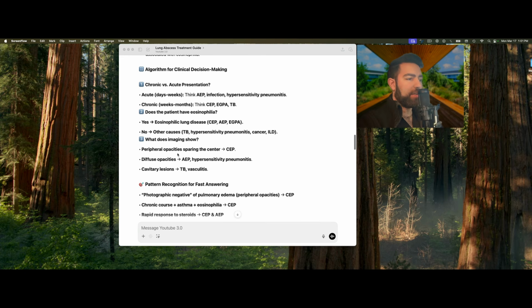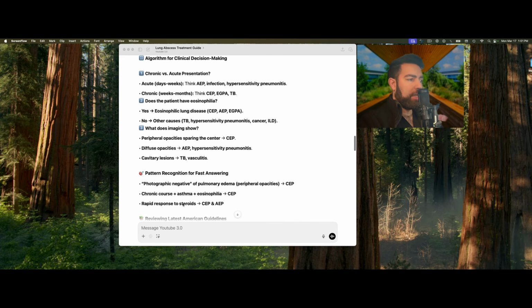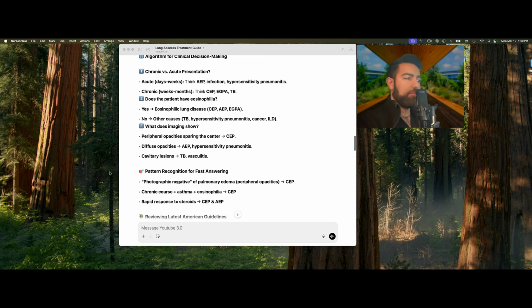And then the pattern recognition is very important, right? Sometimes they may say photographic negative of pulmonary edema, or they will tell you peripheral opacities. You think about CEP. If they tell you some chronic course, someone with history of asthma and eosinophilia, then you can think about CEP.